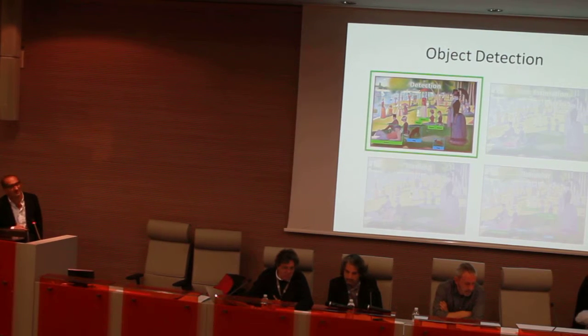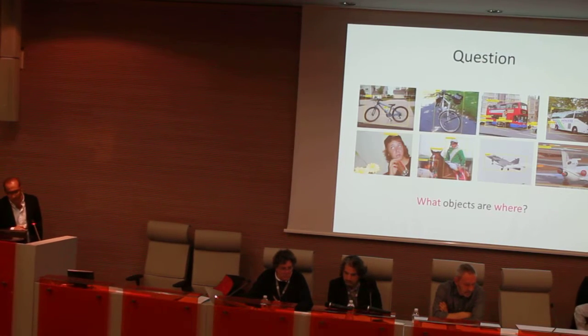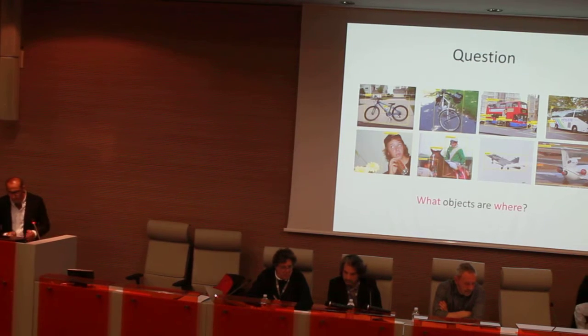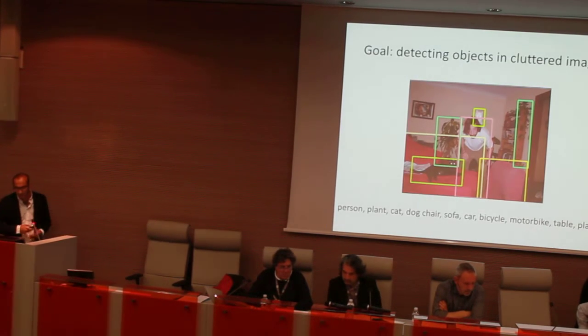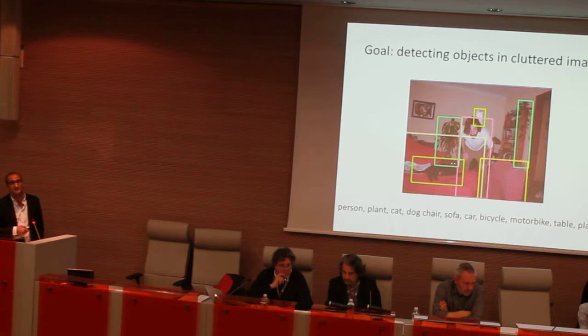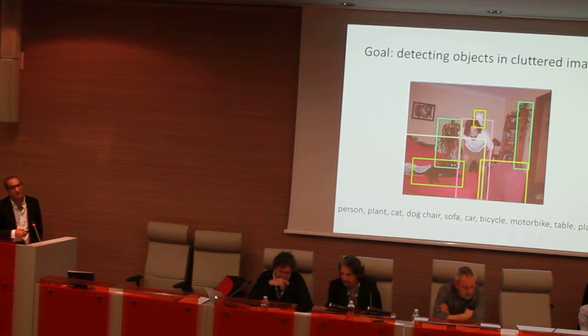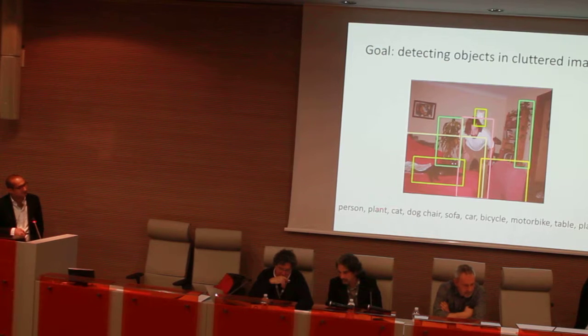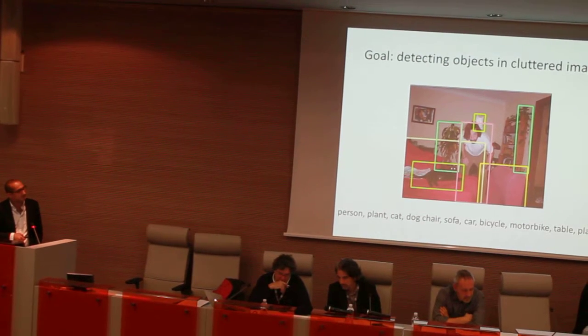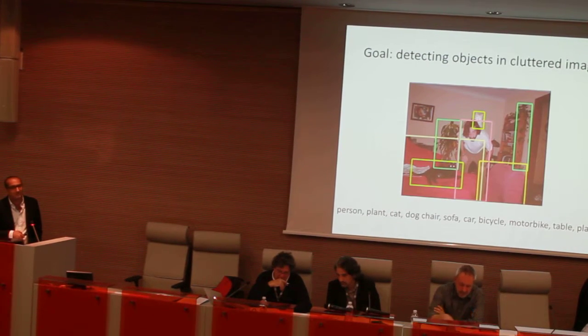So first, object detection. The question in object detection is what objects are where. The goal of object detection is to train a statistical model using a set of images and a level of supervision, and at test time we want to localize a bounding box around the objects. For example, in this case, these are the object categories: person, cat, dog, and so forth, and these are the bounding boxes around the objects.